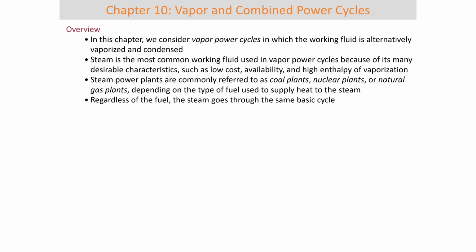vaporized and condensed. Steam is the most common working fluid used in vapor power cycles because of its many desirable characteristics such as low cost, availability, and high enthalpy of vaporization. Steam power plants are commonly referred to as coal plants, nuclear plants, natural gas plants, depending on the type of fuel used to supply heat to the steam. Regardless of the fuel, the steam goes through the same basic cycle.